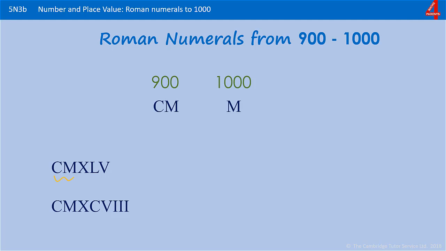First one, we have 100 in front of 1000, so that's 900. Then we have 10 in front of 50, so that's 40, and then 5. 945. And the last one, again, we have 100 in front of 1000, that's 900. Then we have 10 in front of 100, that's 90. And then we have 8.